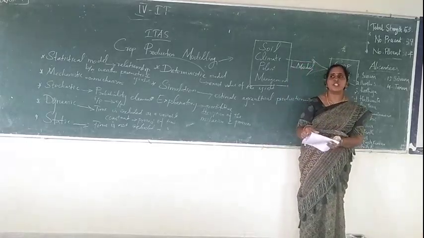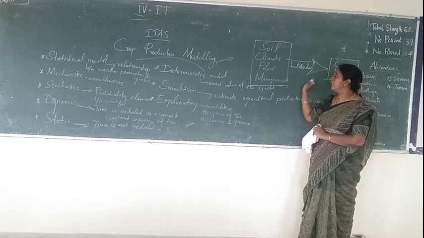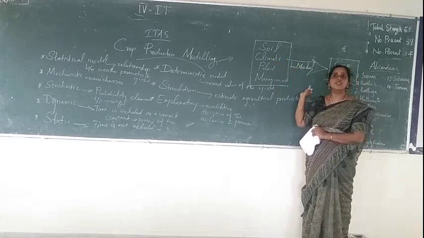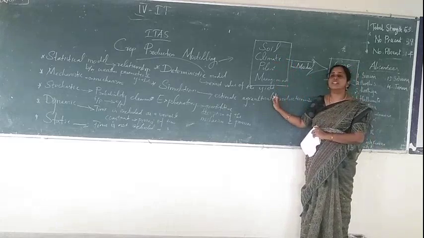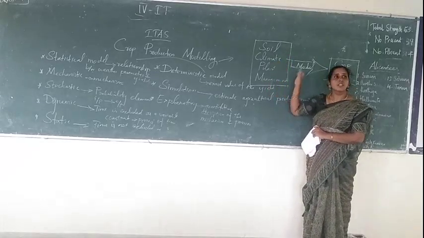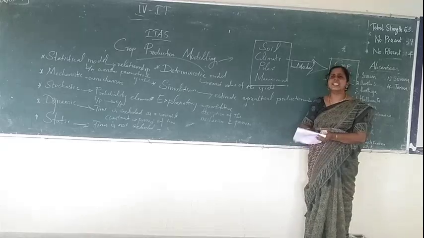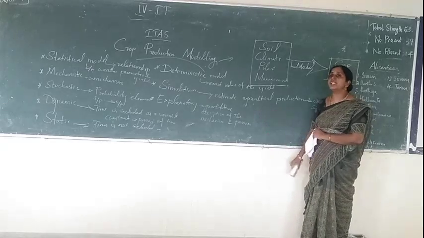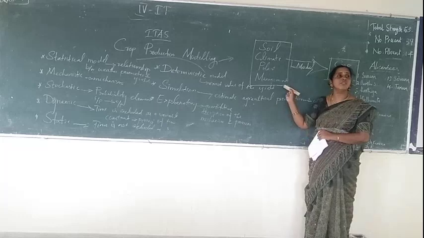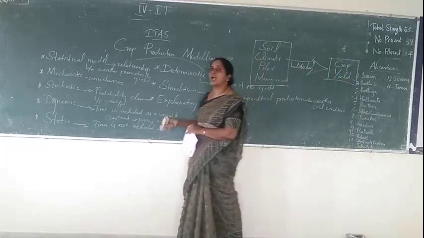So in crop production modeling, the output or the crop yield depends upon various factors: environmental factors as well as the planting mechanisms. We can consider environmental factors such as soil quality or soil characteristics, climate or weather condition, the plant, as well as management practices. So there are various models used in crop production modeling.